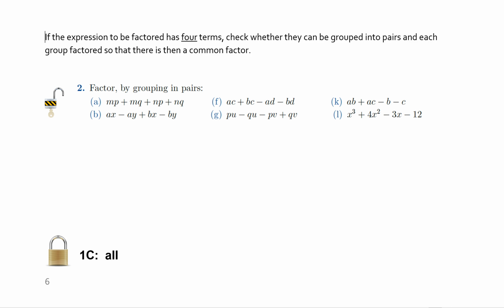Now, my last step in the processes that we're looking at so far is what we do if we have 4 terms.